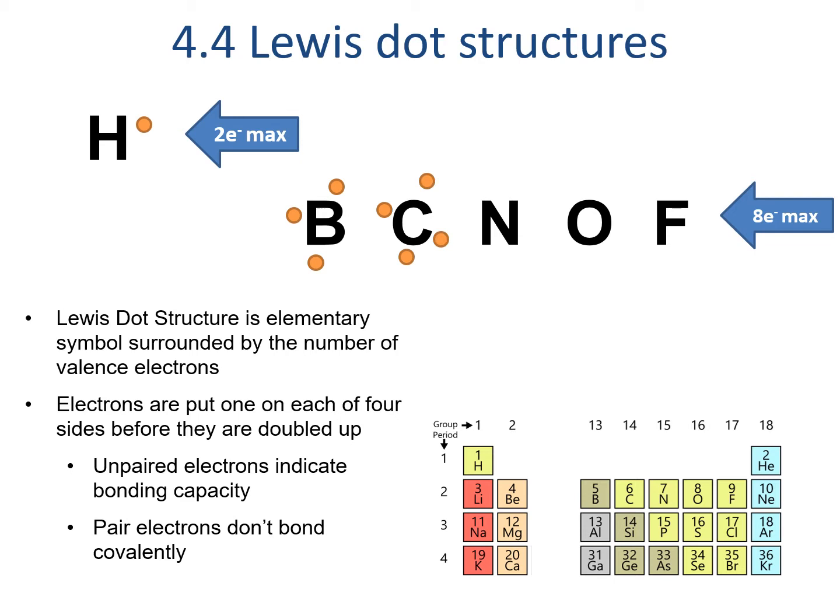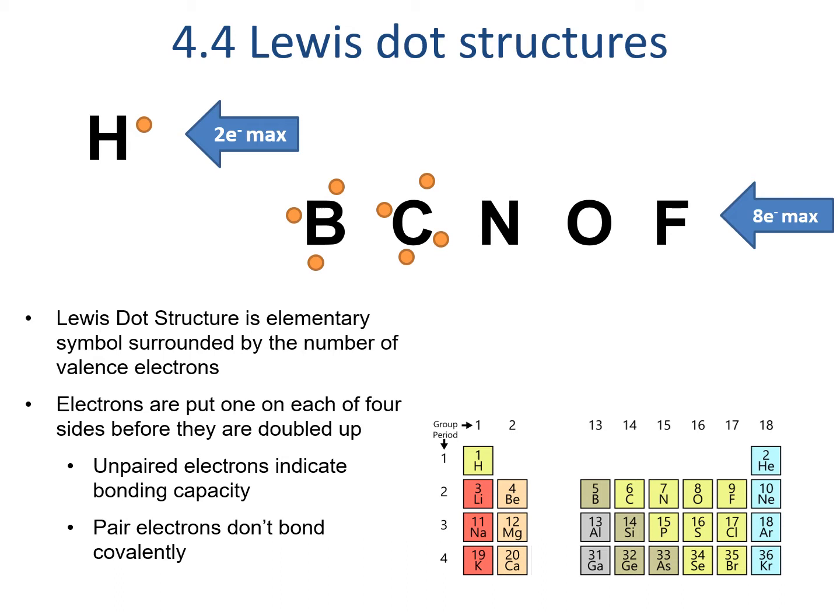Carbon is just 1 over, so it will have 4 electrons. We draw that in the Lewis structure as 1 up, 1 right, 1 down, and 1 left. Carbon, therefore, has 4 unpaired electrons and therefore likes to have 4 bonds. But because there's no space left over, it will already have 8 electrons. It cannot accept any more once it has the 4 that it wants.